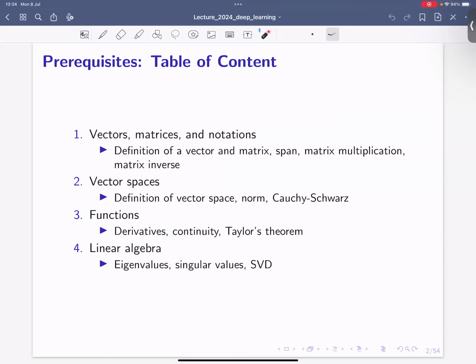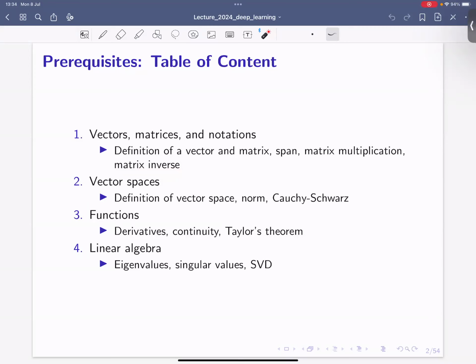So first, we're going to review relatively simple things like what is a vector, what is a matrix, various notations as well. Then I will move on to explaining also things like the span of a set of vectors, what is a matrix multiplication, what is a matrix inverse. So these are concepts that I expect you to know. I will briefly review them.